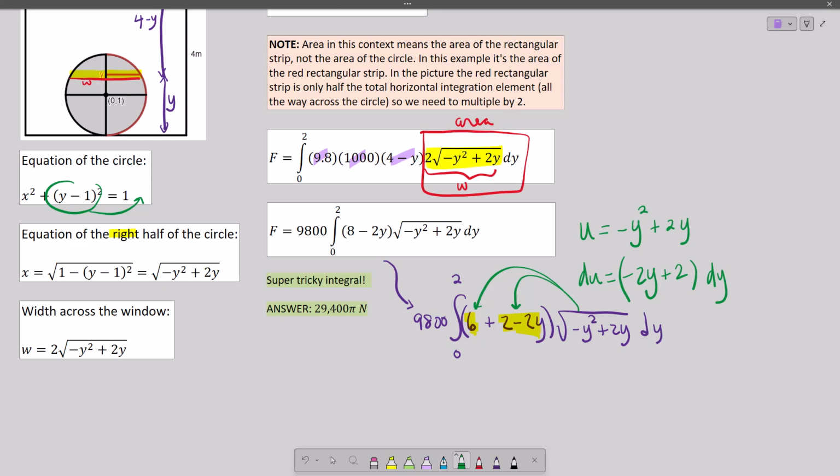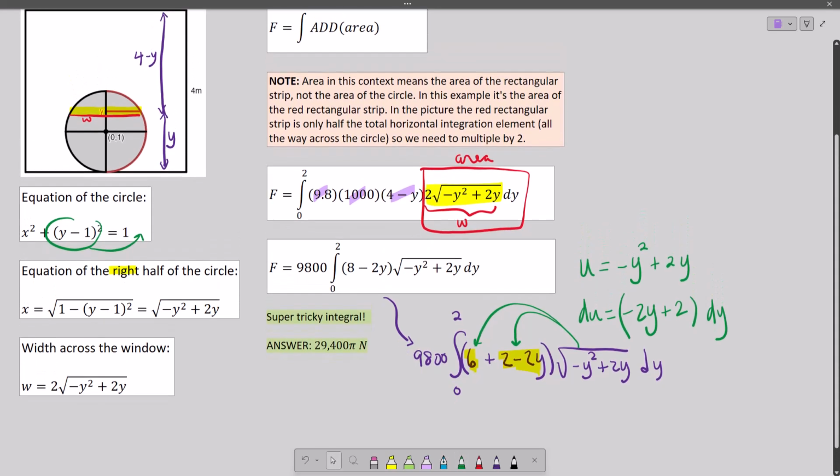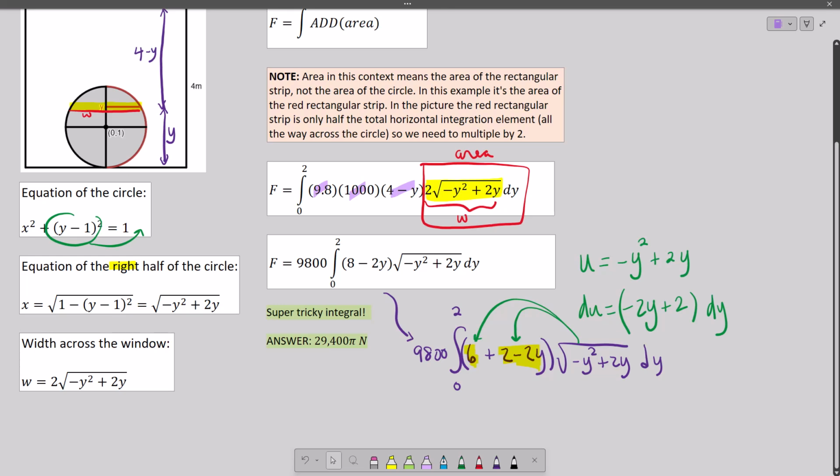Everyone seen the different pieces of the area? So on the next slide, it's just a more complicated bit.